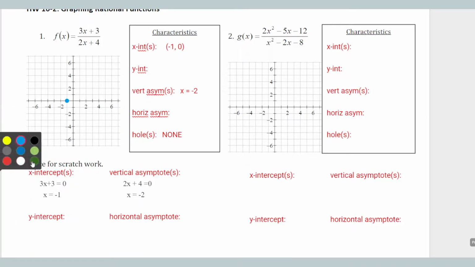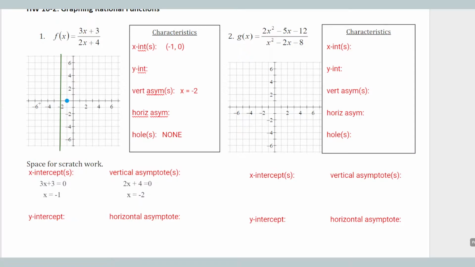Typically if you're just using a pencil, you would draw an asymptote as a dashed line so you can differentiate it from the rest of the graph. But because I'm working with colors here, I'll do my asymptotes as a solid line, but I'm going to use a different color so there's no confusion about whether or not that's part of the graph. So I do have a vertical asymptote at x equals -2, so I'm going to draw my vertical asymptote here. And let's move on.